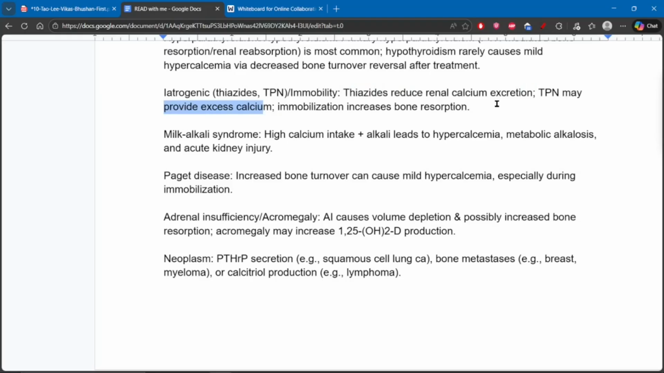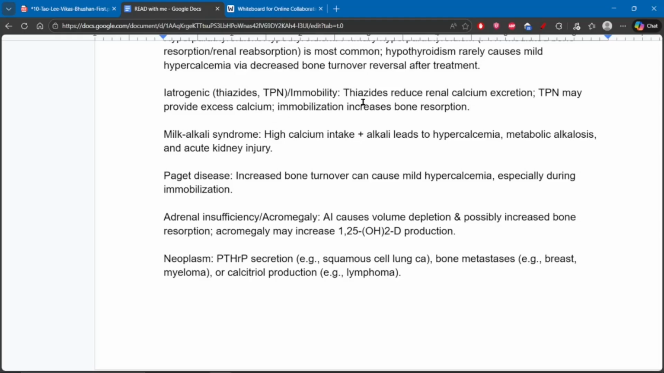So total parenteral nutrition basically means that you're providing parenteral nutrition to the patient, who cannot take enteral nutrition and cannot use the GIT for food consumption. So now you're providing total parenteral nutrition from the internal jugular vein or the subclavian vein, and in that you provide proteins, carbohydrates, vitamins, minerals, all of the things that are important for the patient. What happens is sometimes you provide excess calcium, because calcium is also a part of that diet. So you provide excess calcium, which can lead to hypercalcemia.